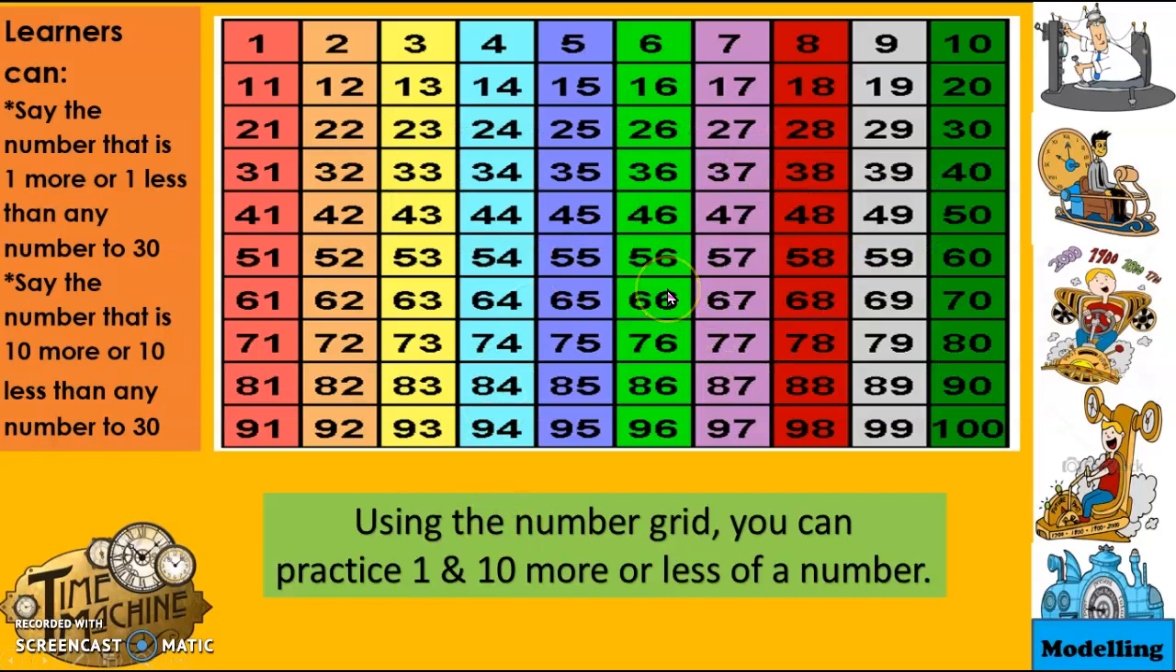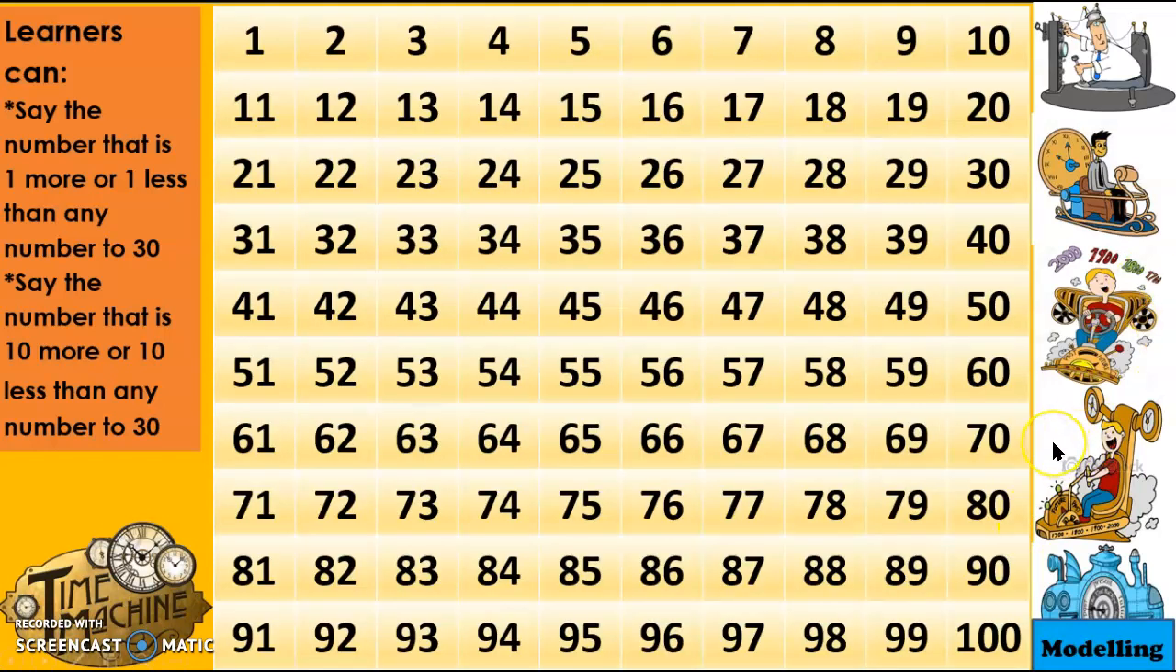I have here the number grid. Using the number grid, you can practice 1 and 10 more or less of a number. Let's check it out. The given number is 43. What is 1 more than 43? It's 44. It means you're going to count on ones from 43 that gives you 44. What is 1 less than 43? This time, you're going to count back from 43 once. What's the answer? Correct. It's 42.